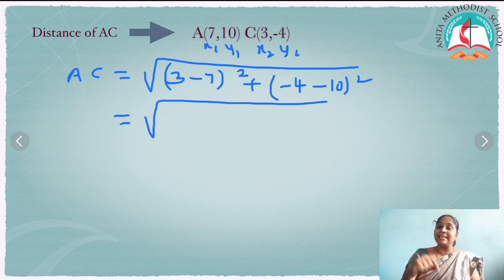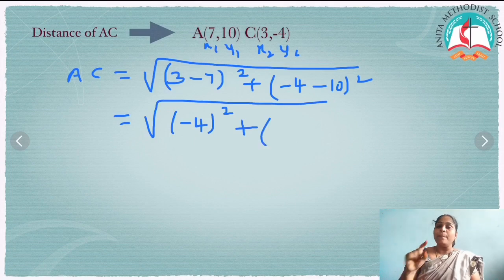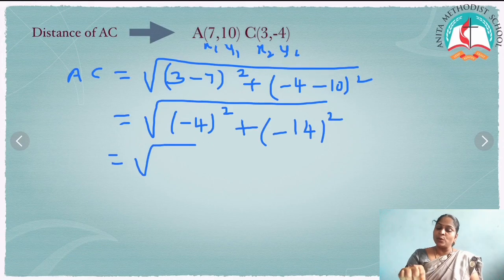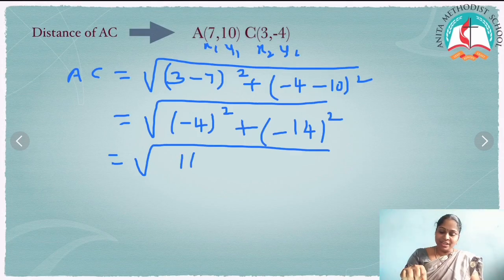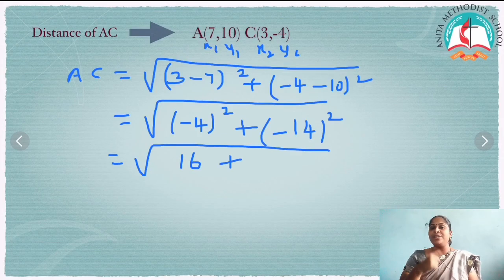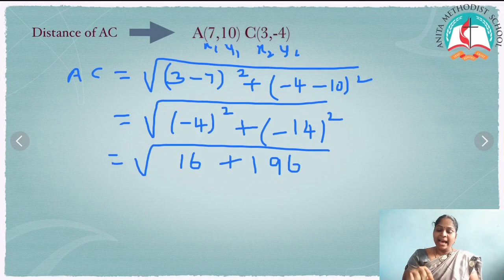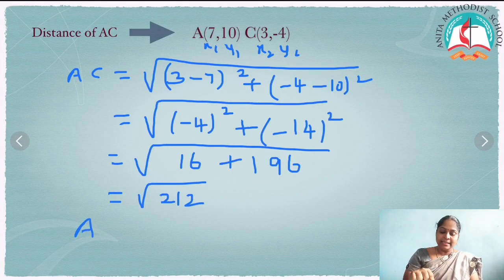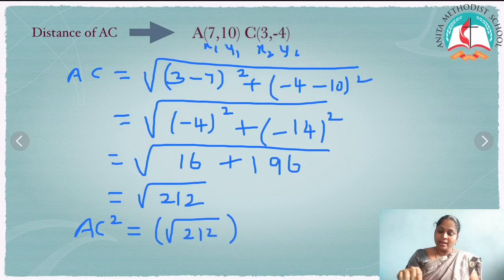So (3 minus 7) the whole square is (-4) square, plus (-4 minus 10), we need to add because both are negative, so (-14) the whole square. What is (-4) square? 4 into 4, 16, plus what is 14 square? 14 into 14? 196. If we add these two, we get 212. So AC square is equal to 212. The square and the root cancel, so we get 212.